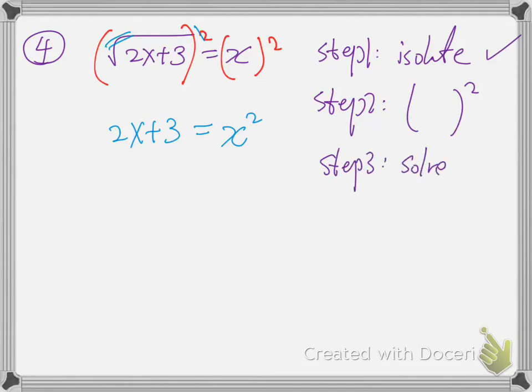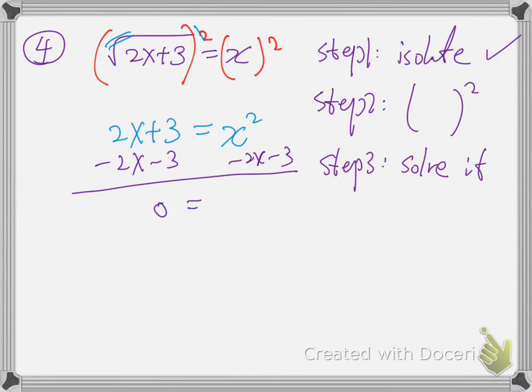Solve the new equation, quadratic or linear. We have to make sure one side is 0. So we move everybody to the right hand side: x squared minus 2x minus 3. Now I will use the factoring method to solve this quadratic equation.